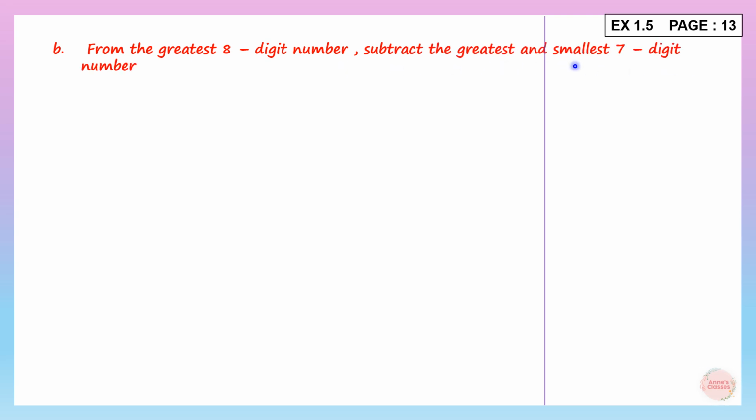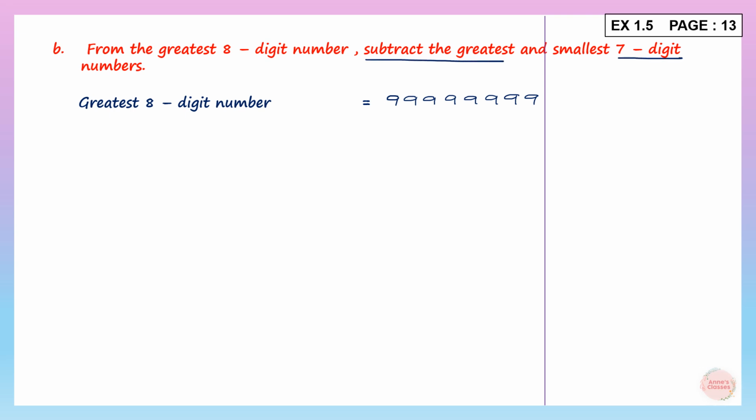Question B. From the greatest 8-digit number, subtract the greatest and smallest 7-digit numbers. So first let's write down the greatest 8-digit number. That will be 8 nines. 1, 2, 3, 4, 5, 6, 7 and 8. 8 nines. From this we have to subtract the greatest and smallest 7-digit number.